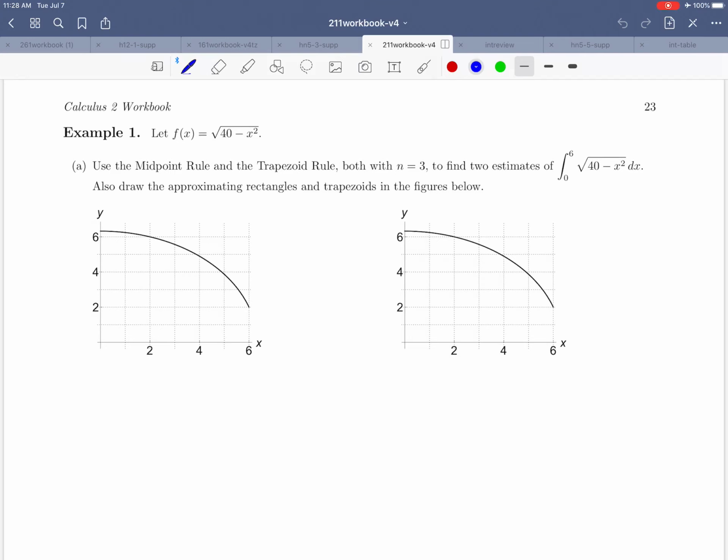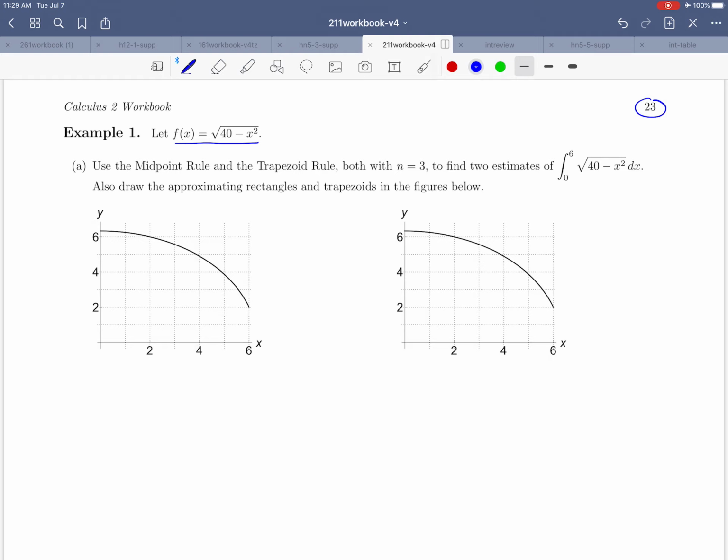Hi everyone, and welcome to example 1 on page 23 of the workbook. This is going to be our first example of actually using the midpoint and the trapezoid rule to estimate the value of an integral. We're starting with the function f of x equals the square root of 40 minus x squared.